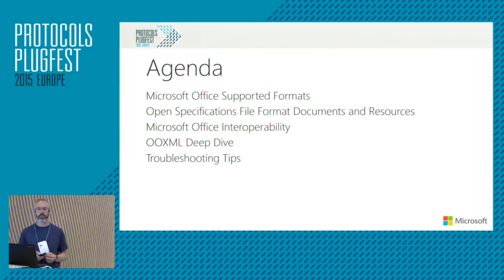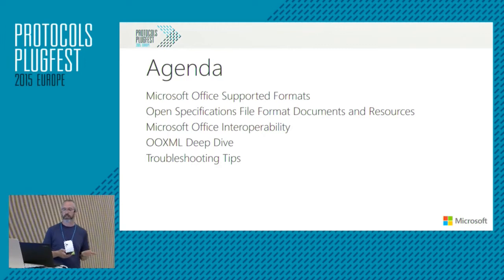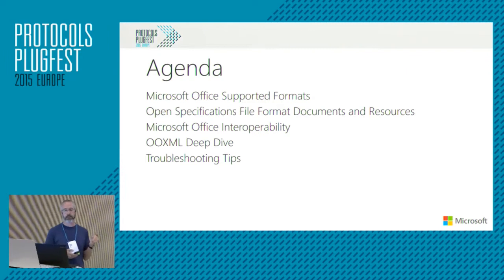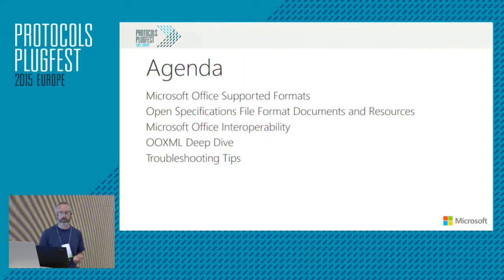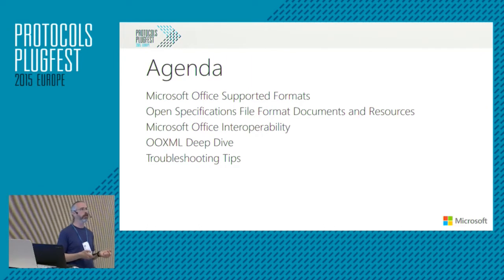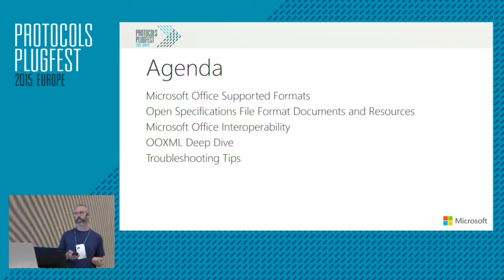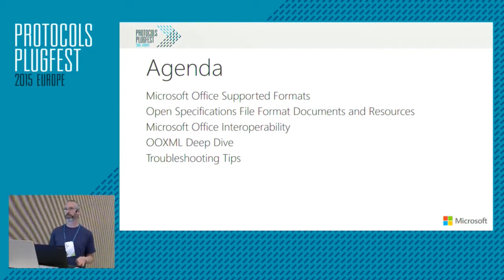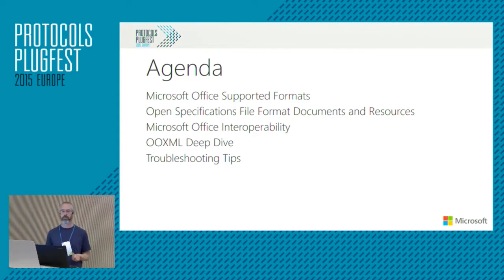Today I'd like to talk to you about these things. We'd like to first take a quick look at the Microsoft Office supported file formats. Take a look at the open specifications documents that are available to help you with your implementations. Look a little bit at some of the recent Microsoft Office interoperability changes that have been made and things that are happening in the interoperability world with third-party tools, and then go into an OXML deep dive.